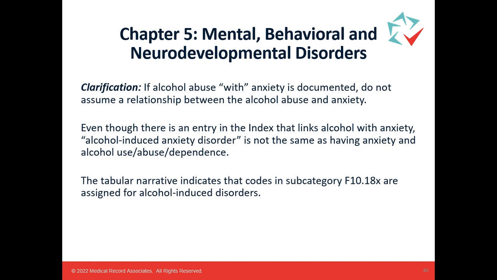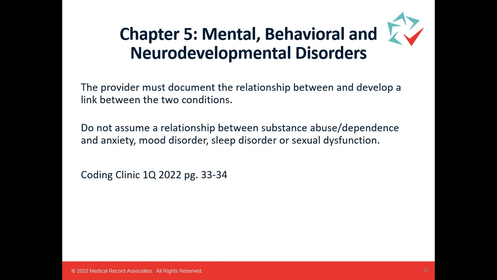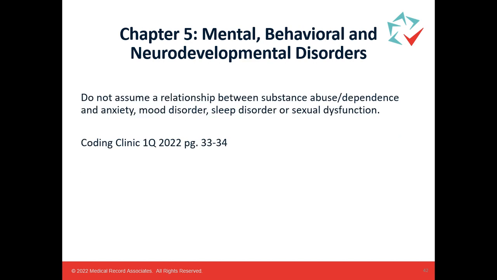So the tabular narrative indicates that codes in category F10.18X are assigned for alcohol-induced disorders. So Coding Clinic says the provider must document the relationship and develop a link between the two conditions. Do not assume a relationship between substance abuse and dependence and anxiety, a mood disorder, sleep disorder, or sexual dysfunction. So this is a super good coding clinic to remember. And again, it is newer, first part of this year. So you cannot assume a relationship between substance abuse and dependence and an anxiety, a mood disorder, a sleep disorder, or sexual dysfunction. The provider has to develop the link. So just using the word with isn't going to be good enough.